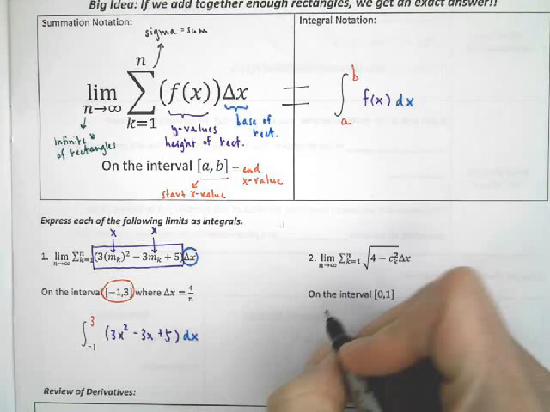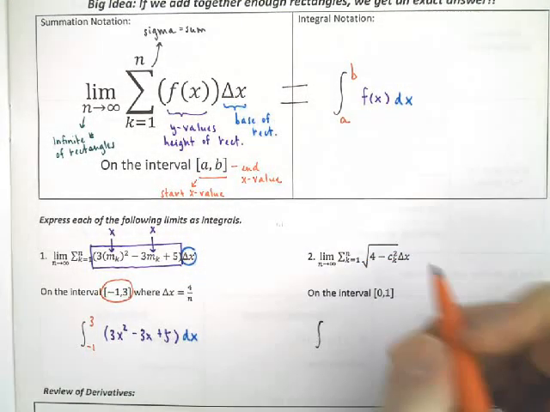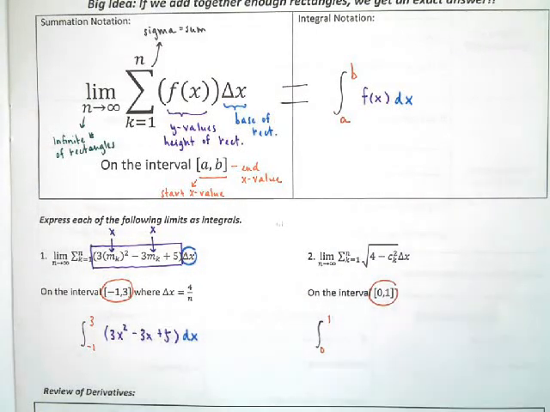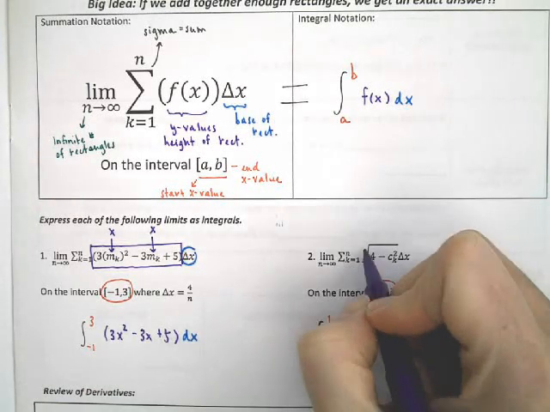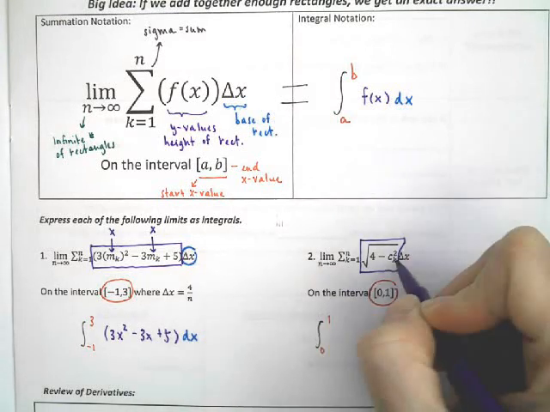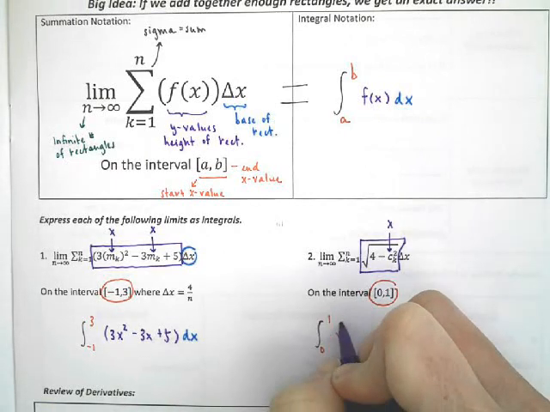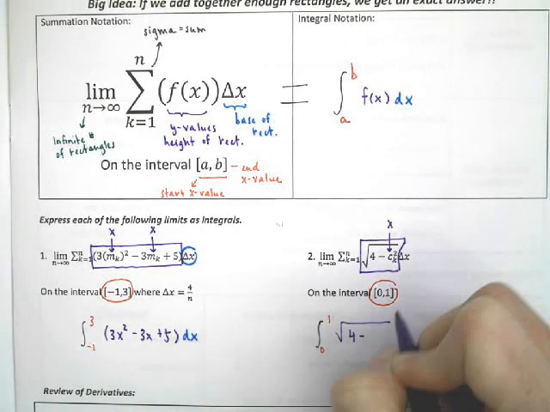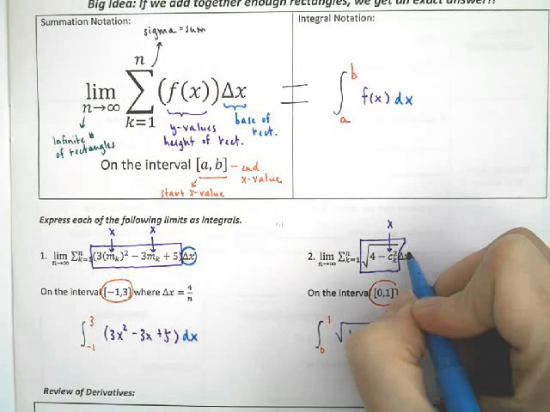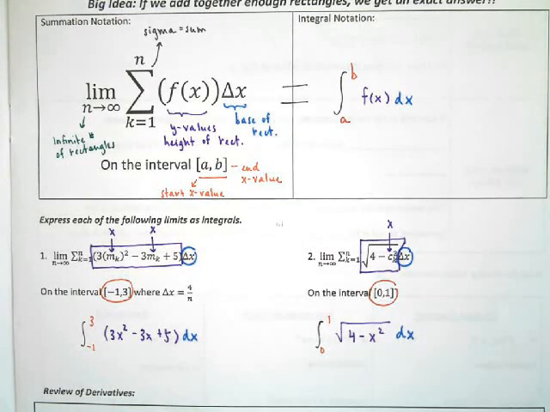Again, it's saying to express it as an integral. So I know I have an integral. Now I'm looking for that interval. They give that to me as 0 to 1. Now I'm looking here for my function. And again, that c sub k, remember, for us is just our x. So I have the square root. Everything else stays the same. 4 minus x, and that was squared. And then the last piece is my delta x, which becomes my dx in the integral.